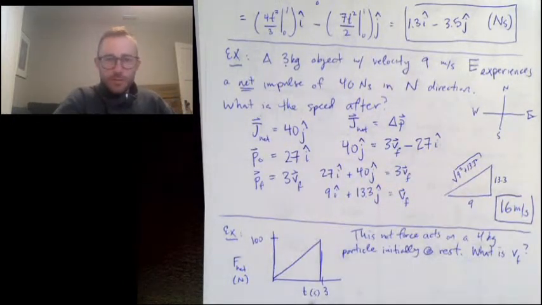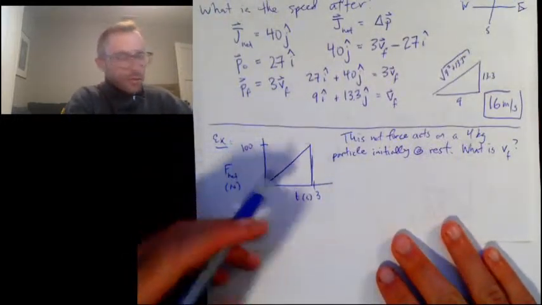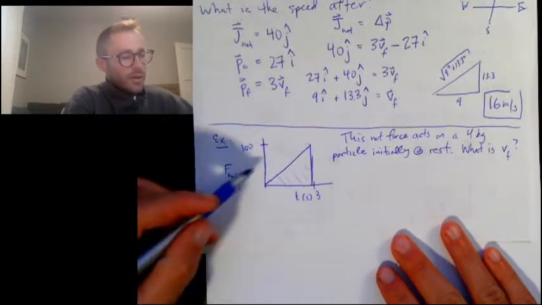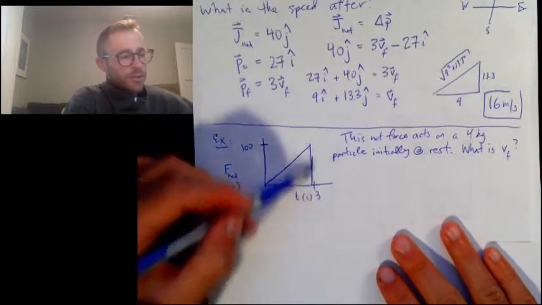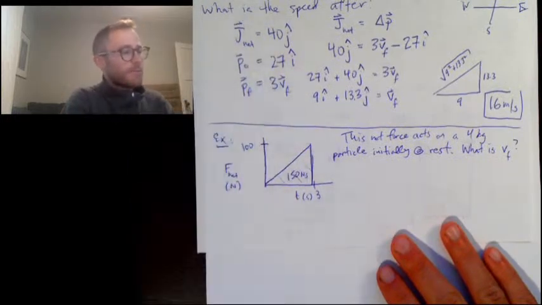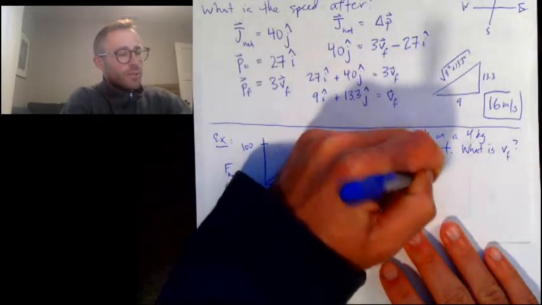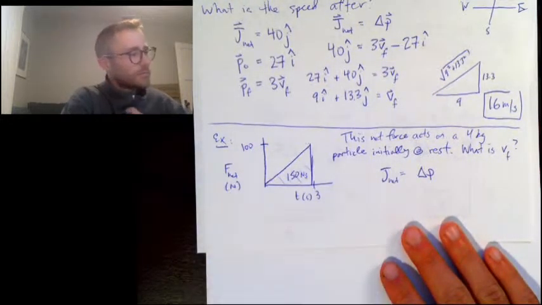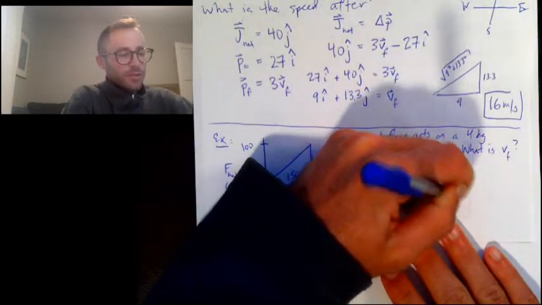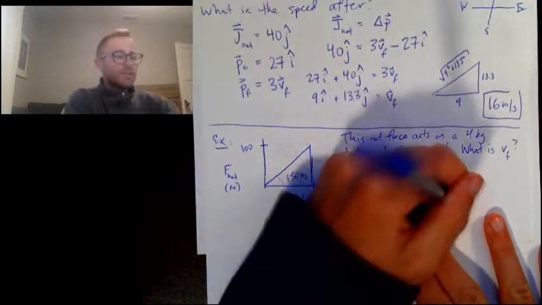So what we want to do first is calculate the impulse. So 1/2 base height. This is a triangle. So the area of that triangle is going to be 1/2 times 3 times 100, which is 150 newton seconds. Okay, so I'm going to use J net equals change in momentum. Change in momentum is P final minus P initial, but because the particle is initially at rest, P initial is 0.